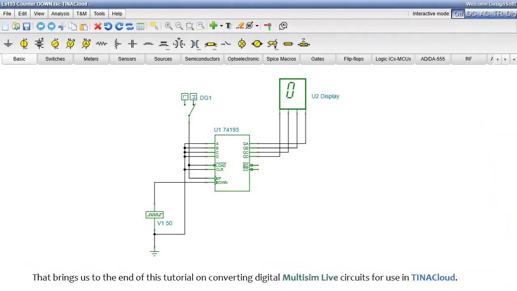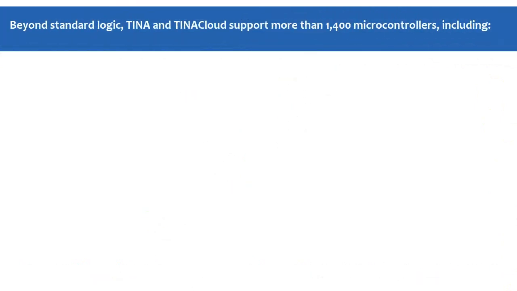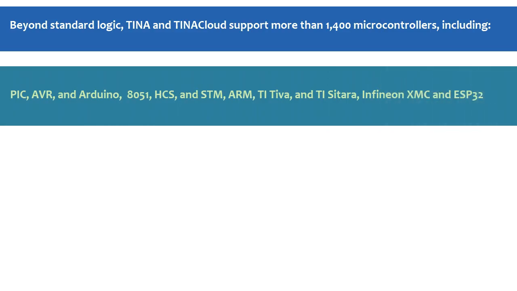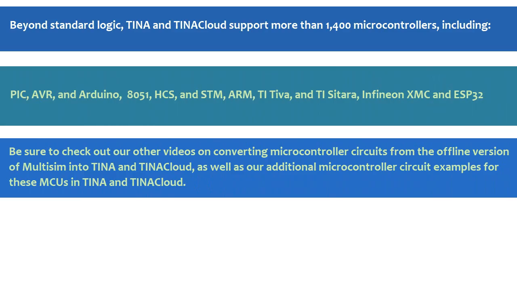Conclusion. That brings us to the end of this tutorial on converting digital Multisim Live circuits for use in TINACloud. Beyond standard logic, TINA and TINACloud support more than 1,400 microcontrollers, including PIC, AVR and Arduino, 8051, HCS and STM, ARM, TI Tiva and TI Stellaris, Infineon XMC and ESP32. Be sure to check out our other videos on converting microcontroller circuits from the offline version of Multisim into TINA and TINACloud, as well as our additional microcontroller circuit examples for these MCUs in TINA and TINACloud.